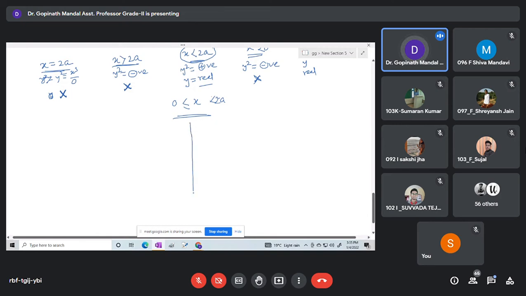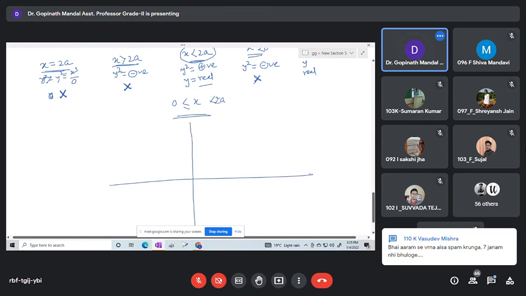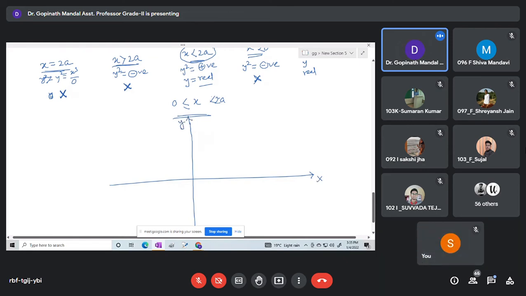First draw the x-axis and y-axis. This is the x-axis, this is the y-axis, capital Y. Now the origin is 0, 0.